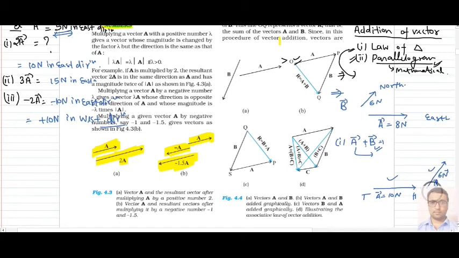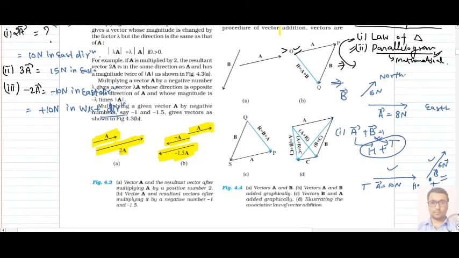And what is that particular way? The head of A will be joined with the tail of B, and the direction of B will be the same. The second vector's tail and the first vector's head are combined, and the resultant diagonal we get, that is our addition. So see in the next page.